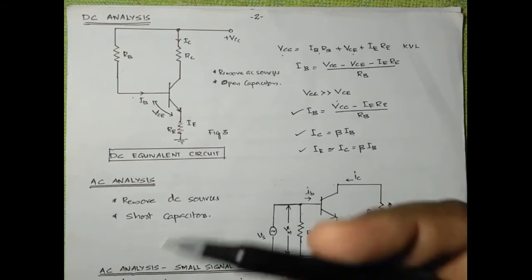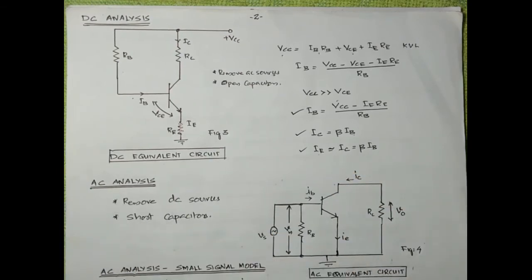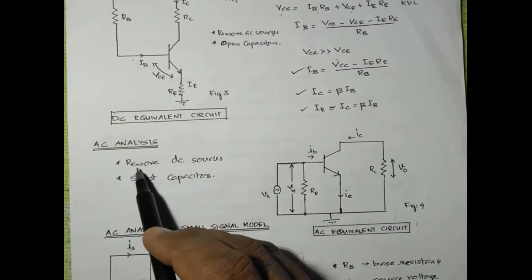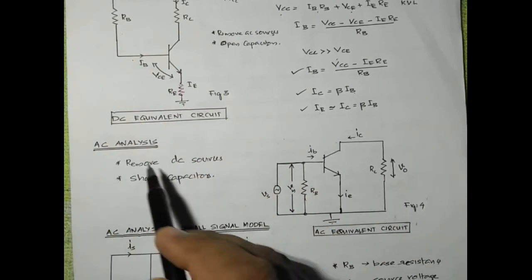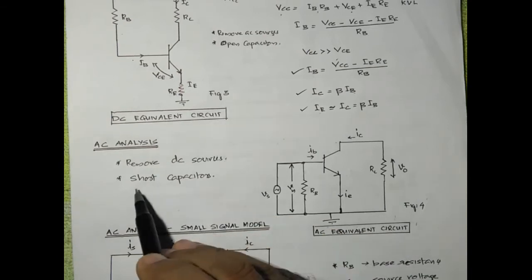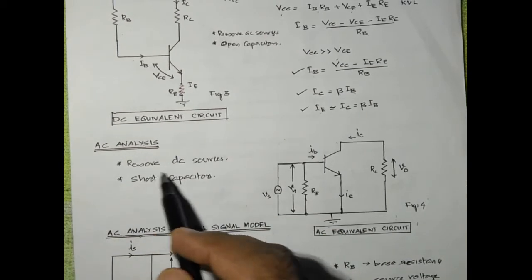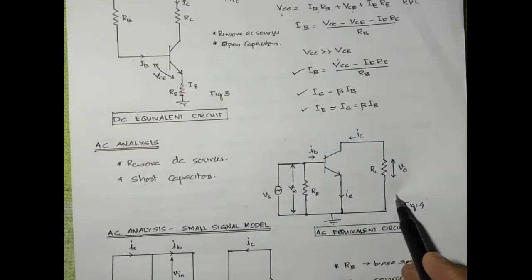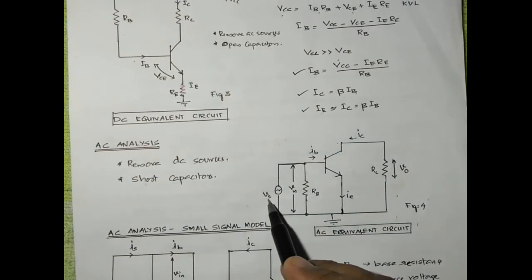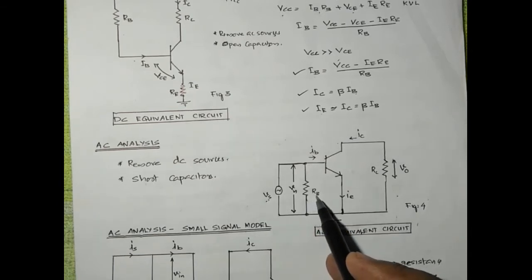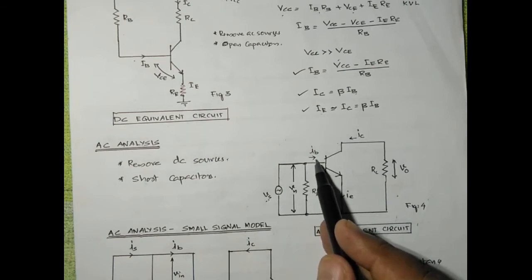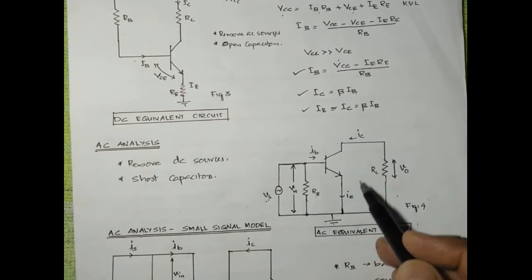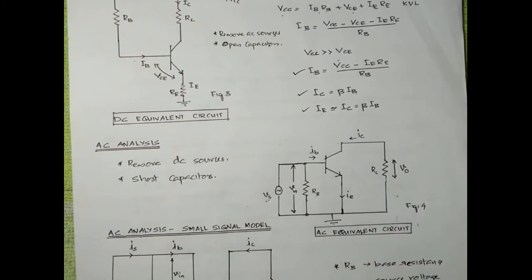We will analyze this circuit using the AC method. The AC analysis goes like this. When you want to do AC analysis, the first thing is you remove all DC sources and you short all capacitors. When you remove all the DC sources and short the capacitors, the circuit becomes this, where you can see the source input. This is the AC input, which appears across the base resistor and creates a base current IB, which further creates the emitter current and the collector current, and the output is taken across the collector resistor.